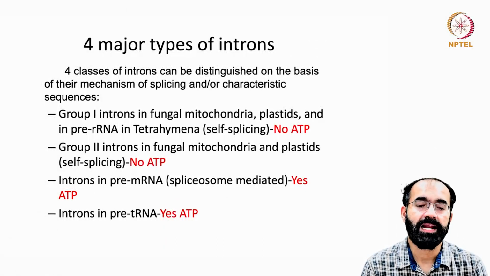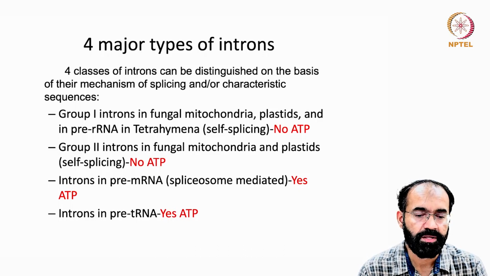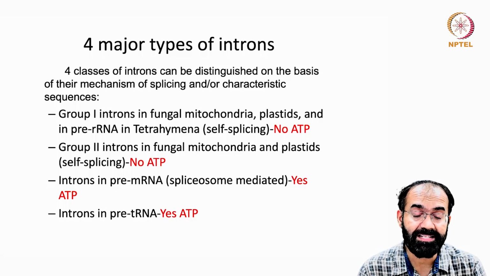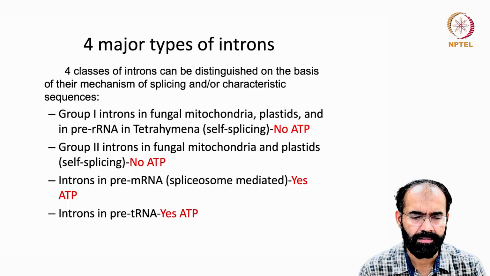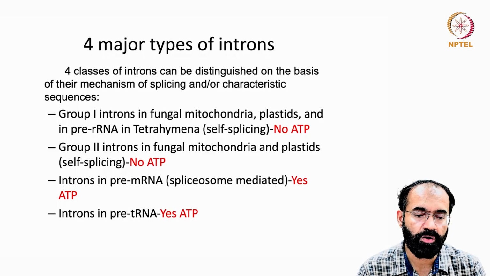And there are 4 major types of introns. 4 classes of introns can be distinguished on the basis of their mechanism of splicing and their characteristic sequences. Some we have already seen in the previous class. Group 1 introns are found in fungal mitochondria, plastids and in the pre-ribosomal RNA of Tetrahymena.